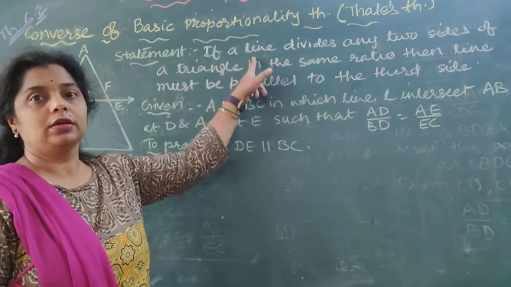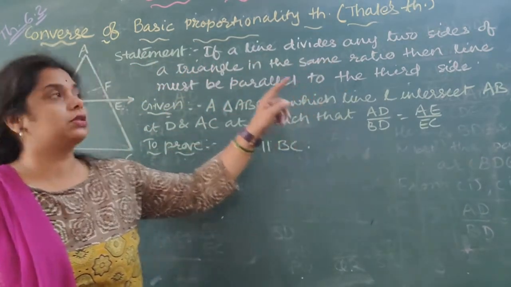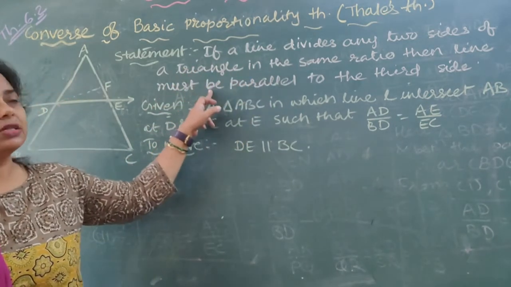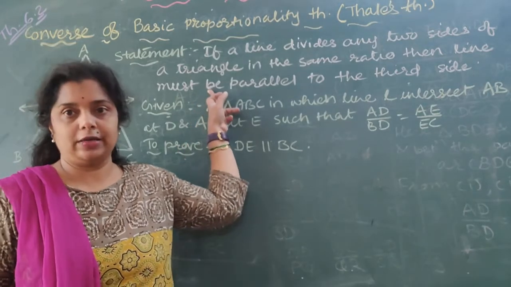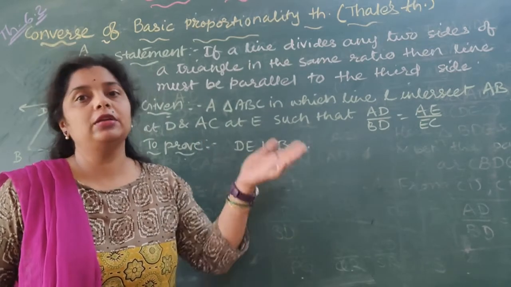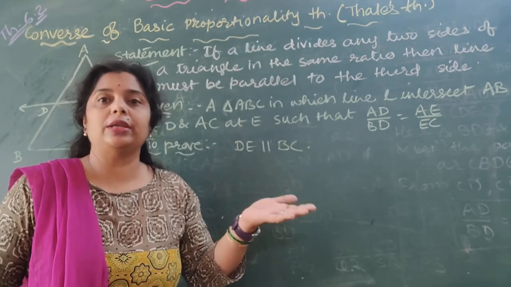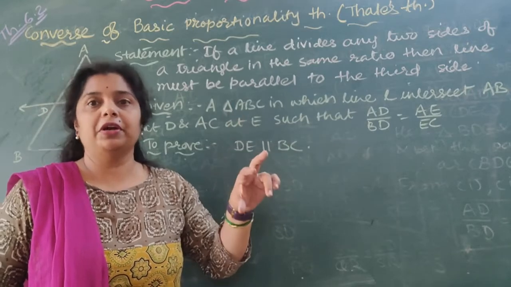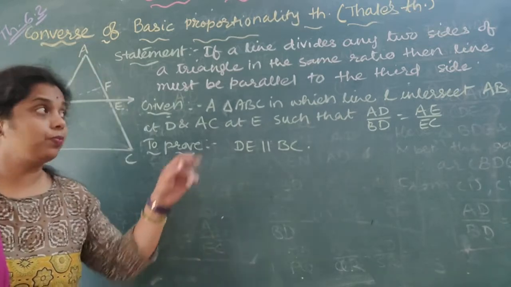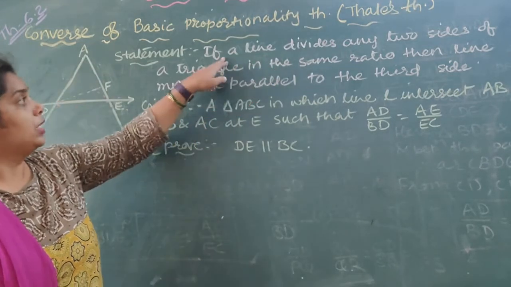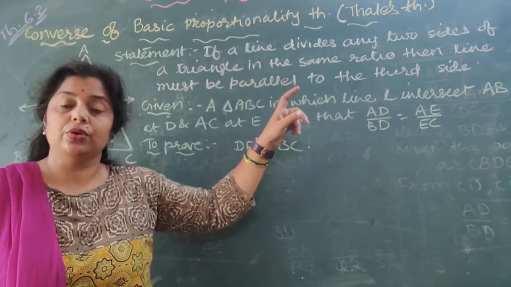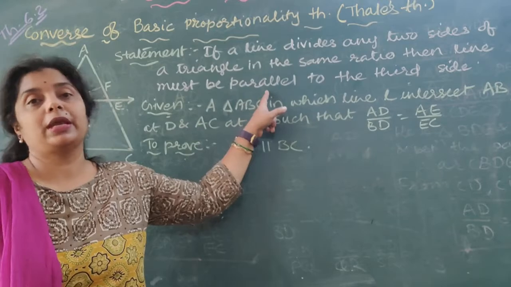If a line divides any two sides of a triangle in the same ratio, then the line must be parallel to the third side. What was in basic proportionality? If we draw a line parallel to any one side of a triangle, then it will divide the two sides in the same ratio. Here it is exactly the reverse. If a line divides two sides of a triangle in the same ratio, then that line is parallel to the third side.